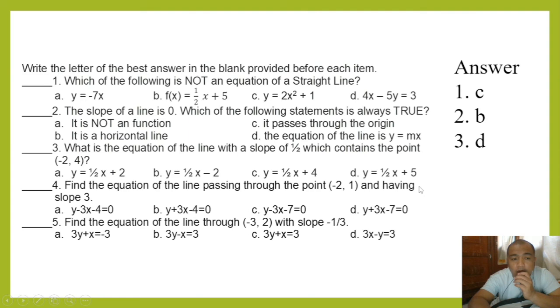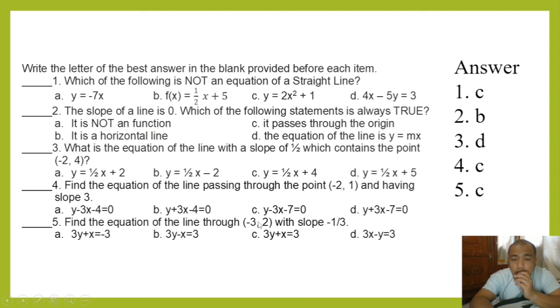Okay. How about number 4? Find the equation of the line passing through the point negative 2, 1 having a slope 3. Same procedure as in number 3. Use the point slope form of the equation of a straight line and then transform it to the form from the given choices, ax plus by plus c. Yun yung form from the given choices. The answer is C. And for number 5, the answer is also C.